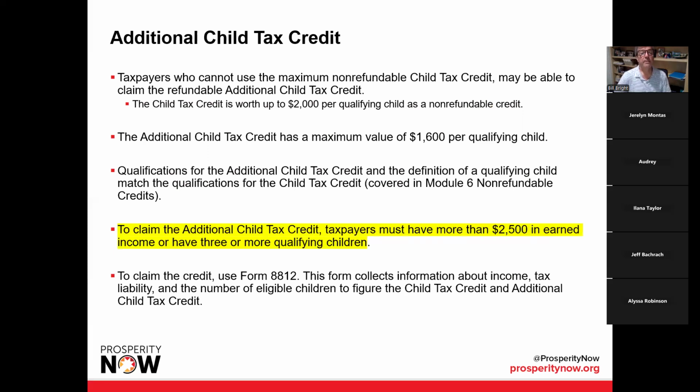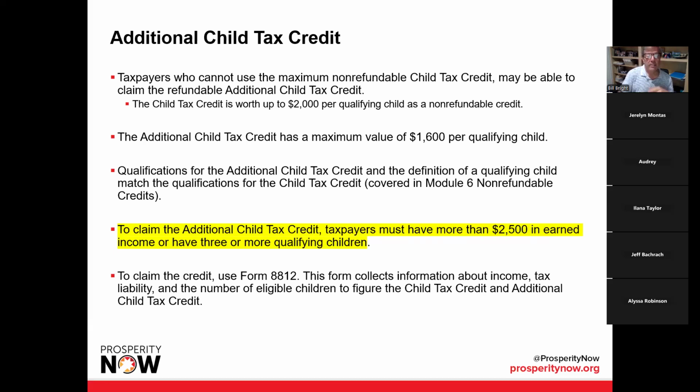So taxpayers who cannot use the max non-refundable child tax credit may be able to claim the refundable additional child tax credit, and that's up to $2,000 per qualifying child as a non-refundable credit. Again, the credit this year is now up to $1,600 per qualifying child. Again, it's similar qualifications as the child tax credit. Actually, it's the same. So if you qualify for one, you're going to qualify for the other.